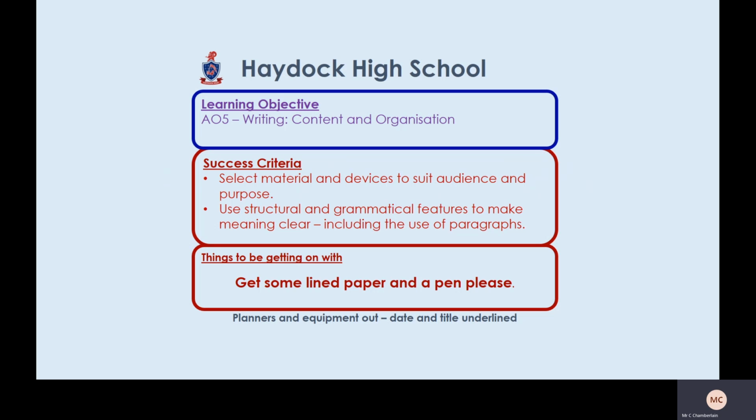So in terms of focusing the lesson, we're going to look at assessment objective 5 in the main, which is about the content and organisation of the text. So we're really looking now at selecting material that is appropriate to your audience and their needs, but also developing your use of descriptive devices to really engage and interest them in what you're writing, and focusing on structural features and grammatical features that are accurate and correct, but also assist in making meaning clear, and that includes the use of paragraphs. So that's our main focus today, but if you've got your own targets from your own reflection, then please do include those as part of your own success criteria.